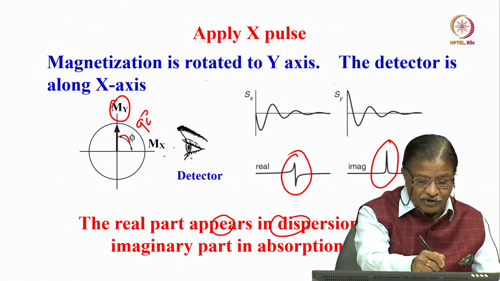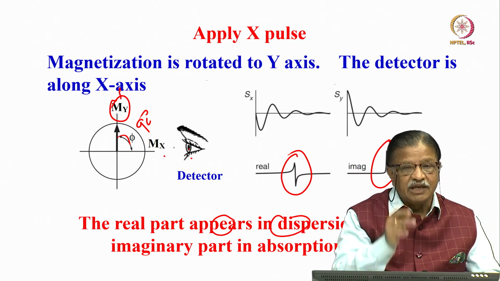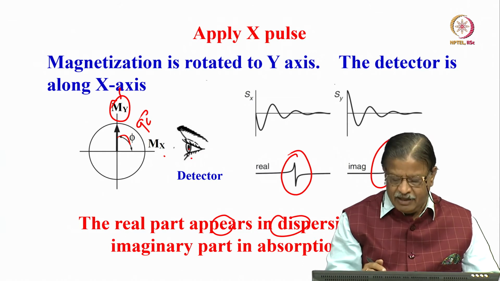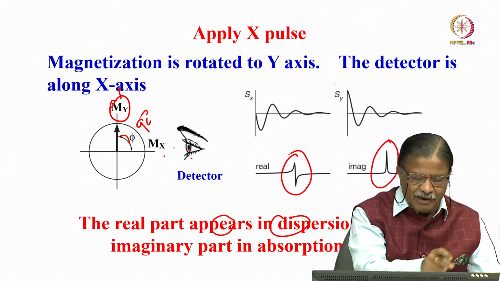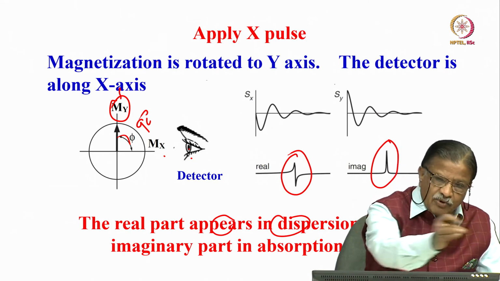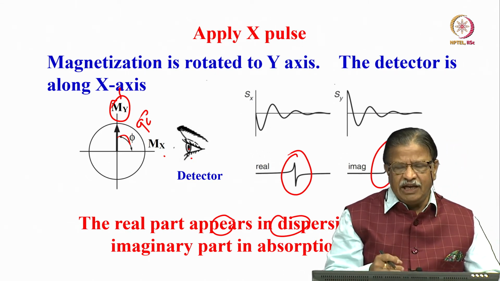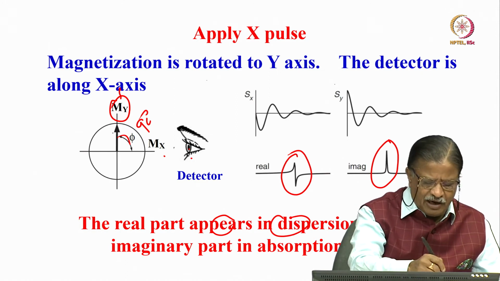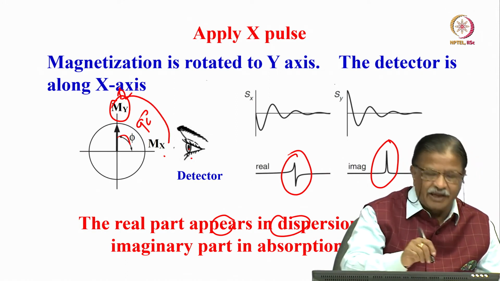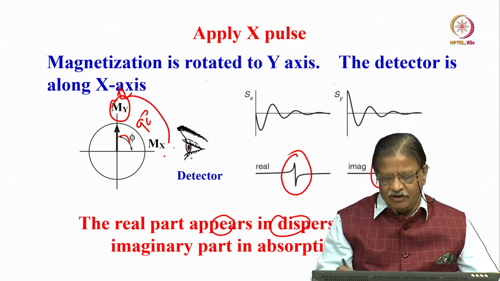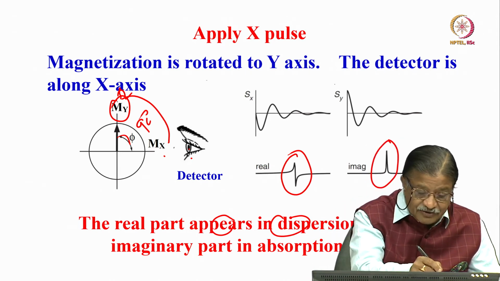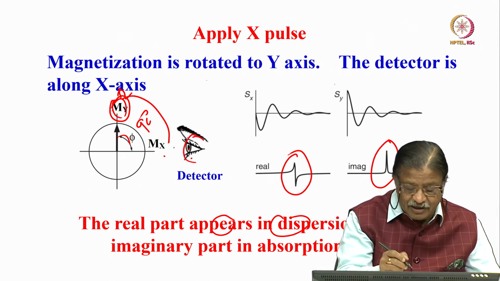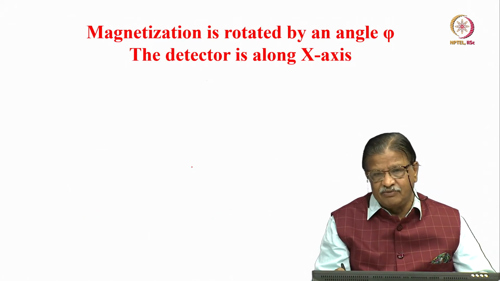On the other hand, if I move the receiver here, what would have happened? You would still have got the absorptive signal in the real part and dispersive in the imaginary part if the receiver had moved here. While I move the magnetization by 90 degrees, I can also move the receiver in the same direction, along with the My, I will also move by 90 degrees. Then you are going to get absorptive and this will be real, this will be imaginary. But right now our magnetization is here and our detector is here. This is the signal.